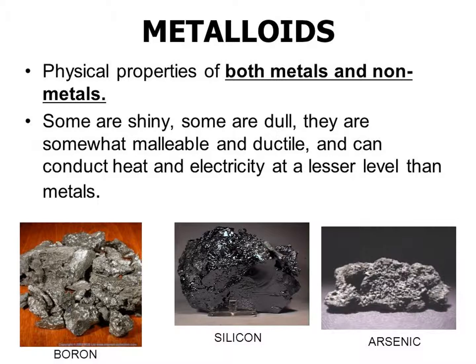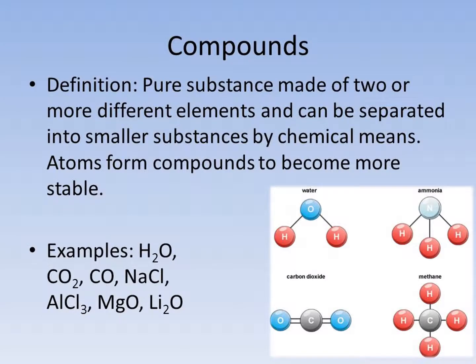Metalloids show physical properties of both metals and non-metals. Some are shiny, some are dull. They are somewhat malleable and ductile and can conduct heat and electricity, at a lesser level than metals. Boron, silicon and arsenic are some examples of metalloids.